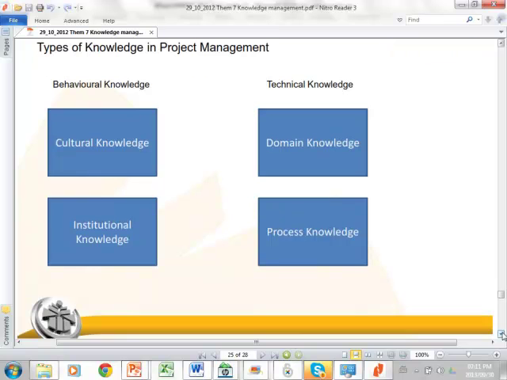Okay, and basically the types of knowledge in project management, and when we do our lessons learned and when we capture our knowledge, we need to look at all of them. So cultural knowledge. This is the way that we do things around here. And sometimes you need to talk about that and understand what is the way that we do things around here.